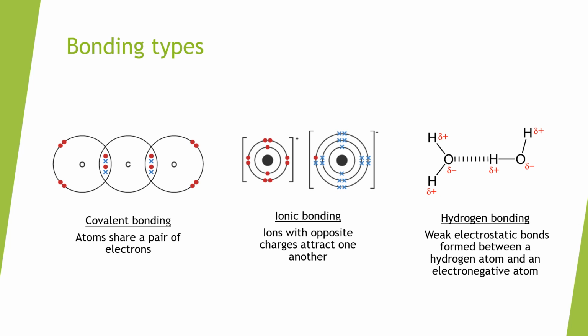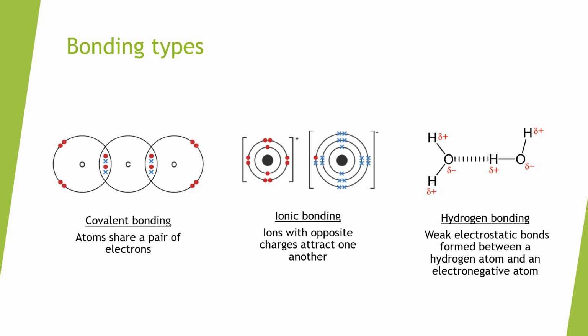Let's start with covalent bonding. Covalent bonds form when two atoms share a pair of electrons. This sharing allows each atom to achieve a full outer electron shell, which is generally a more stable configuration. Covalent bonds are particularly common in organic molecules, which are rich in elements like hydrogen, carbon, and oxygen. For instance, the bonds between the carbon and hydrogen atoms in methane are covalent.